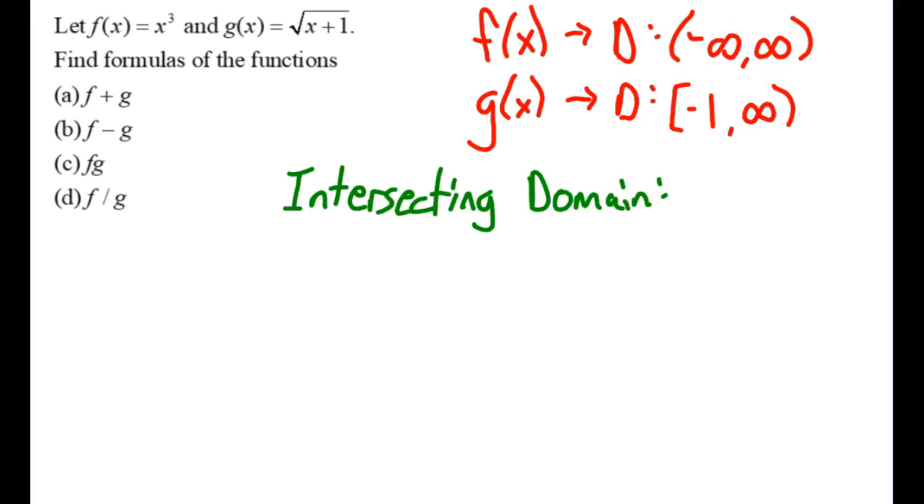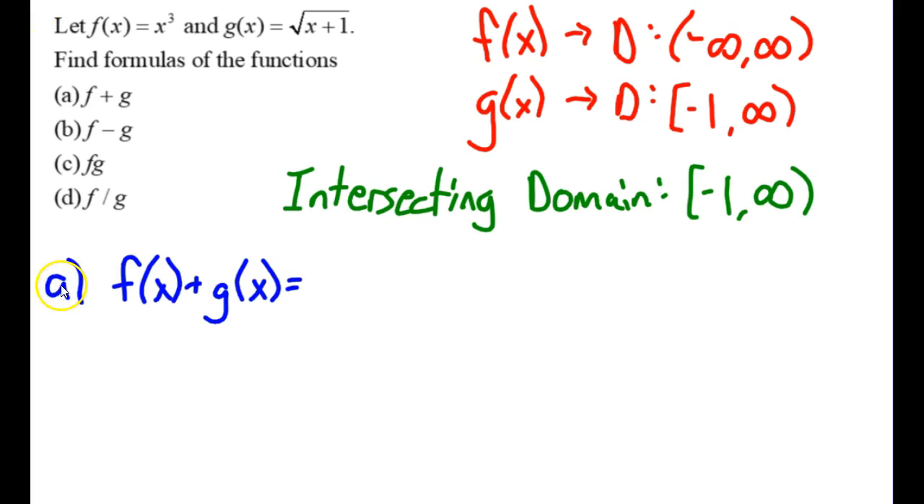So now that we have the domain for f of x and the domain for g of x, when we find all these combinations, we have to use the intersecting domain for both functions. So the x values that are included in each of the domains for f of x and g of x. If we look, negative infinity to infinity, there's no restrictions in f of x. So we look at g of x, we have some restrictions. We can't have any x values less than negative 1. So where these two domain intervals overlap is going to be from negative 1 to infinity. So now when we look for the sum, difference, product, and quotient, we have to look at our new domain.